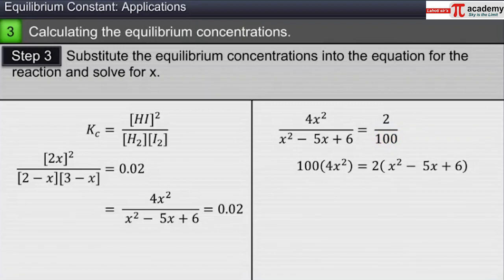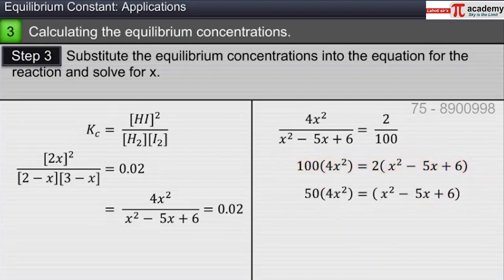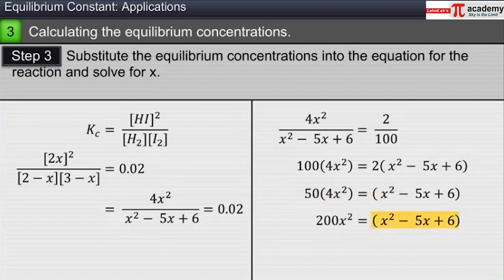On cross multiplying, we get 100 multiplied by 4x square is equal to 2 multiplied by x square minus 5x plus 6. On crossing off 100 with 2, we get 50 multiplied by 4x square is equal to x square minus 5x plus 6. This becomes equal to 200x square is equal to x square minus 5x plus 6.